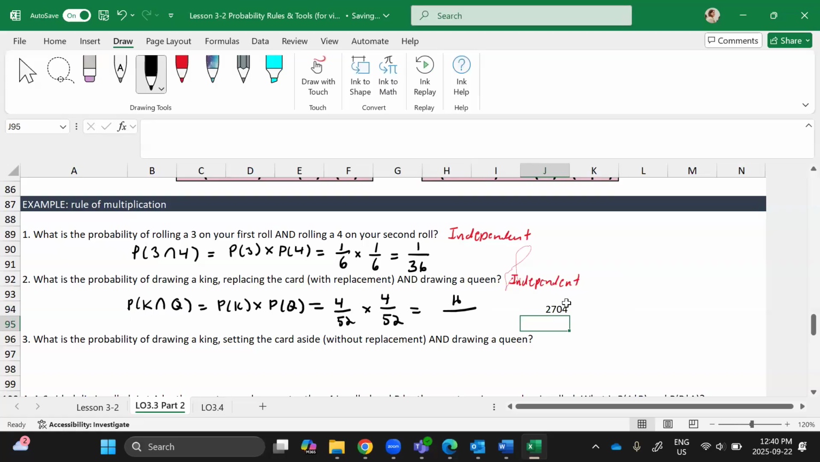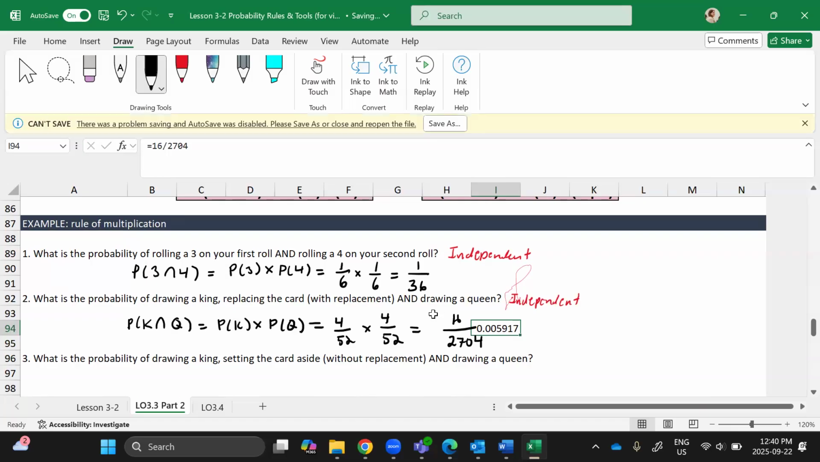And it's 2,704. So 16 over 2,704. You can calculate that in Excel if you would like as well to see what number that is. It's about 0.006, so 0.6% chance.